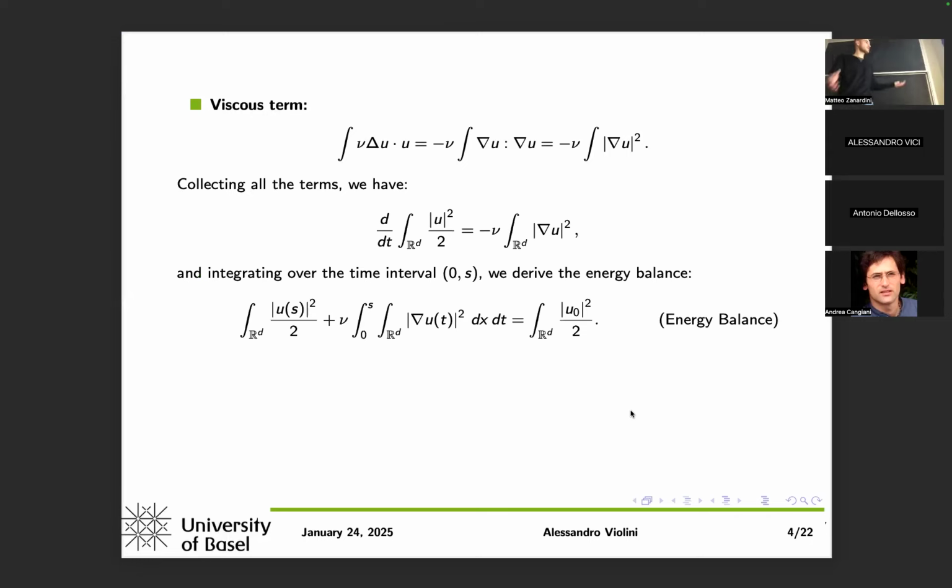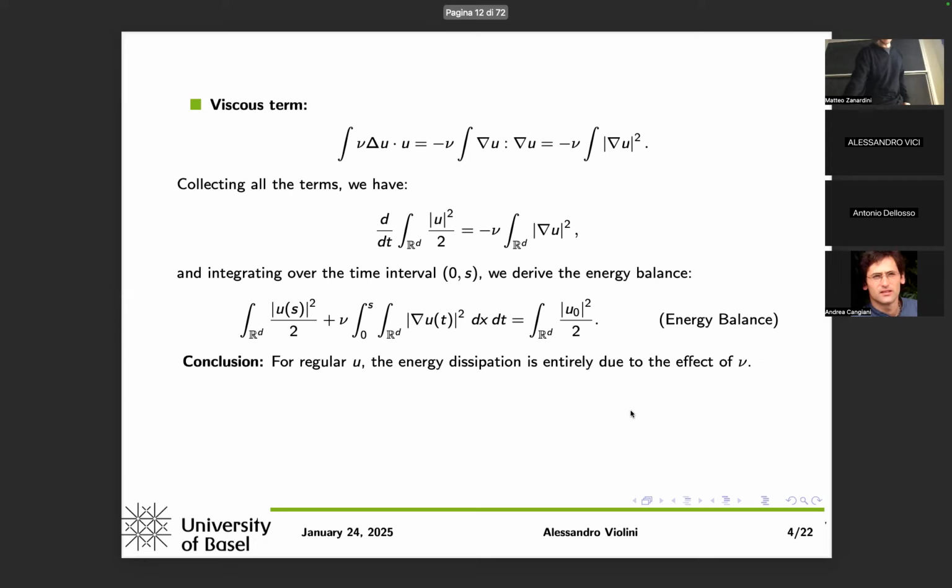And then I can integrate between time 0 and time s. And the first term becomes the energy at time s minus the energy at time 0, which is on the right-hand side. And then the integral of the viscous term is this one. So the first thing we can say is that if U is regular, the only reason why I dissipate the energy is due to the friction, to this term. So this term is the only one responsible for the dissipation of the energy, which makes sense because since I have a friction, I should dissipate.